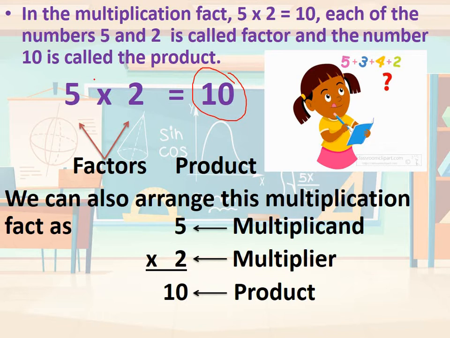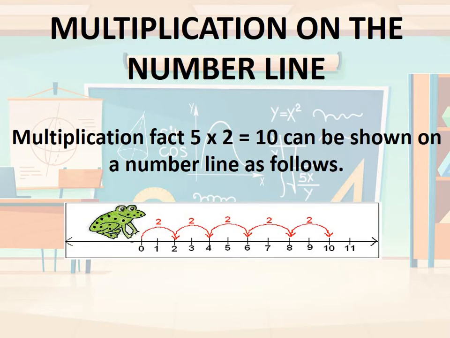This 5 and 2 are known as the factors. The two numbers which we are multiplying are known as factors. The first number is known as the multiplicand. The second number is known as the multiplier. And after multiplying these two numbers, whatever answer we get is known as the product. After multiplying any two numbers, whatever answer comes, you will call it the product. The first number is the multiplicand and the second number is the multiplier.